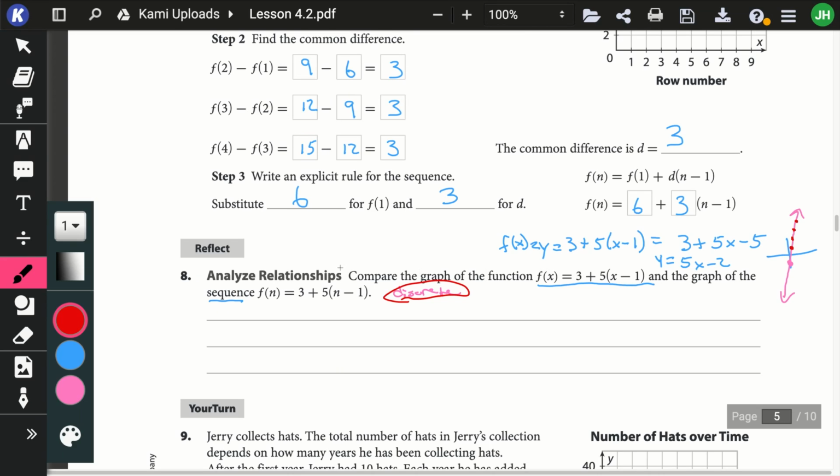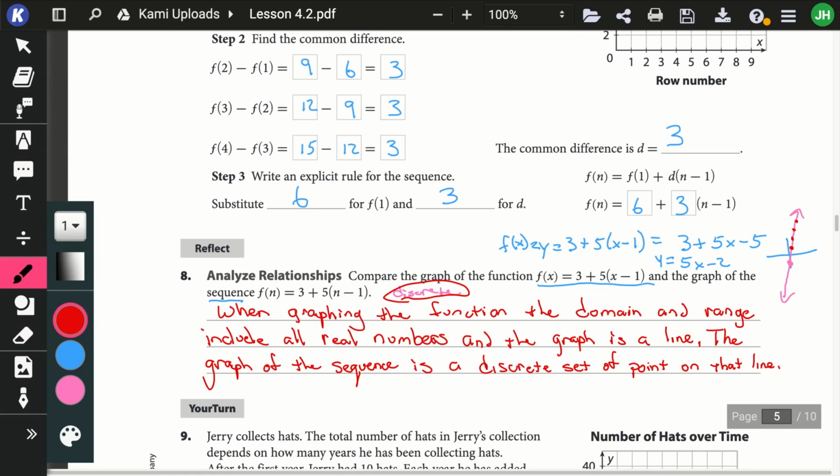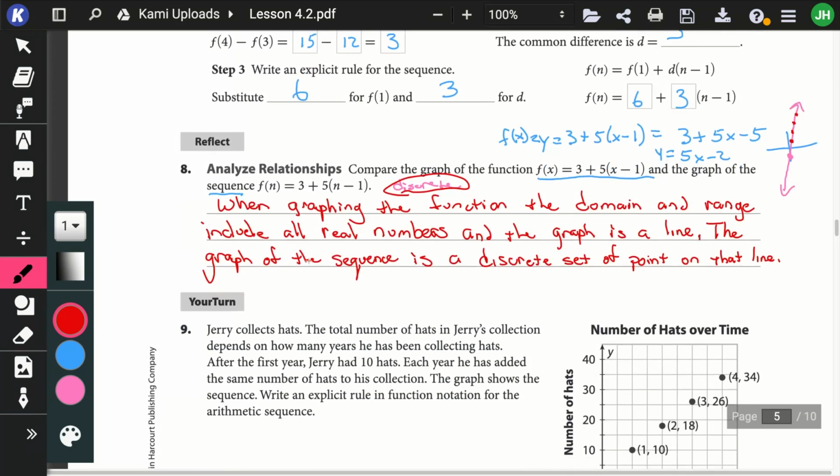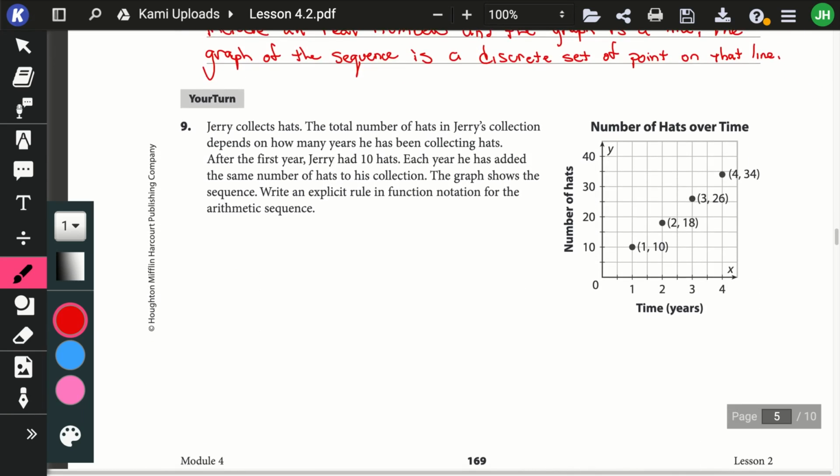So what is the relationship? The graph of the function is a line, and the graph of the sequence is dots on the line. Let's make that magically appear. How about that magic? All right, let's look at the next one, your turn.